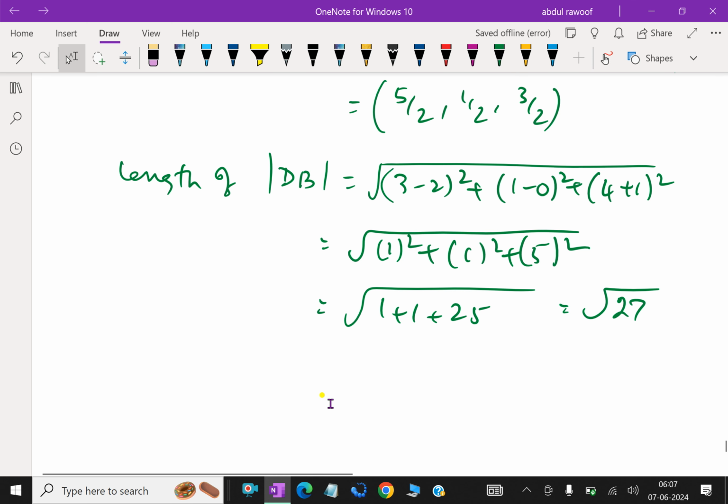So far we discussed vectors in three-dimensional space, position vectors as well as components of vectors. I have done.